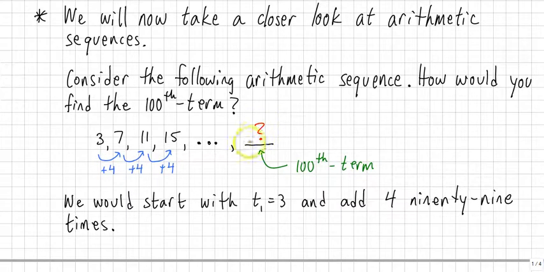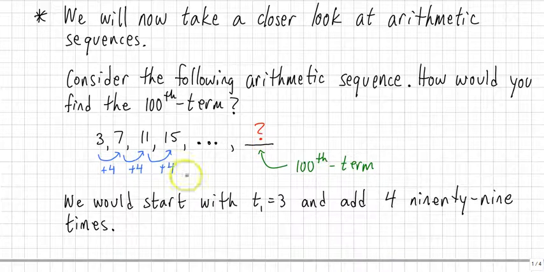Well, let's see if we can't come up with a quicker way. We know that the first term is 3, and we would just add 4 to get to the second term. And I would add 4 to get to the third term, and I would just keep adding 4 until I got to the hundredth term. So if I just start with the first term, 3, and I add 4, well, how many times do I have to add 4 to get to the hundredth term? Well, I add 4 one time to get to the second term. I add 4 two times to get to the third term. So if I add 4 99 times, I should get to the hundredth term.